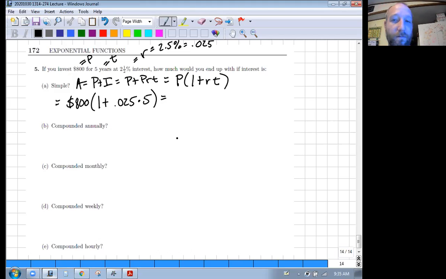So, 0.025 times 5 plus 1 is 1.125, times 800 is $900. So we made $100 of interest.